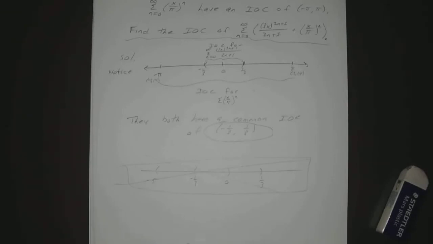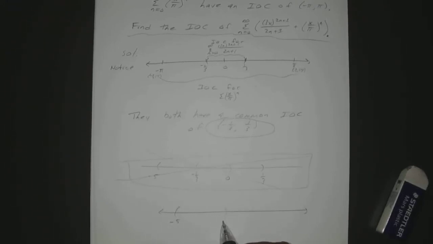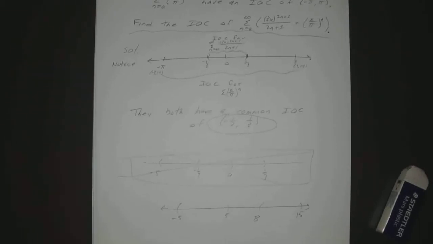What if the intervals are completely separate, with no overlap? Then the interval of convergence would be the empty set. So if one is between negative 5 and 5, and the other is between 8 and 15, then the interval of convergence would just be an empty set, because they don't converge for both of them. Make sure no one mistakes that as part of the problem.